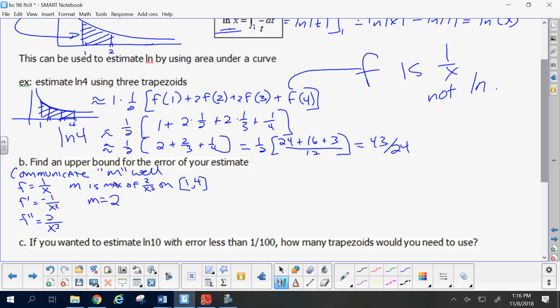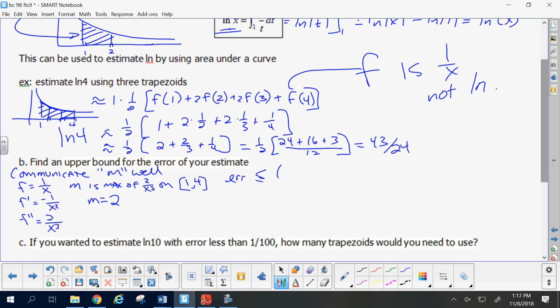Now, you don't have to do some kind of crazy third derivative test on the second derivative map. You don't have to do that. But you do have to communicate your thinking a little bit, all right? So M equals 2. Therefore, my error is less than the error bound.